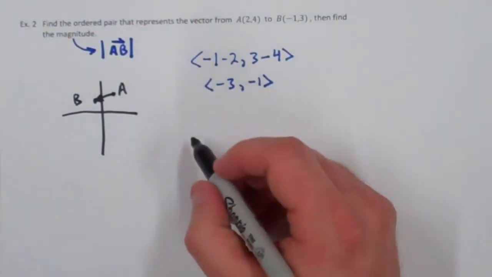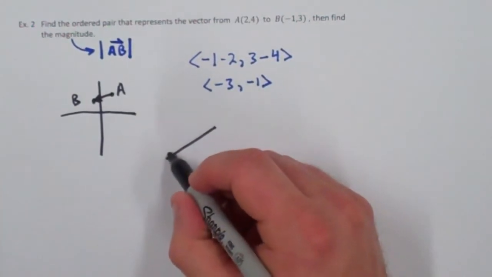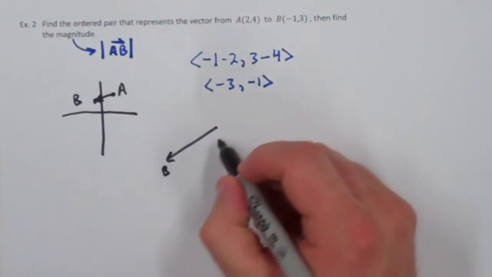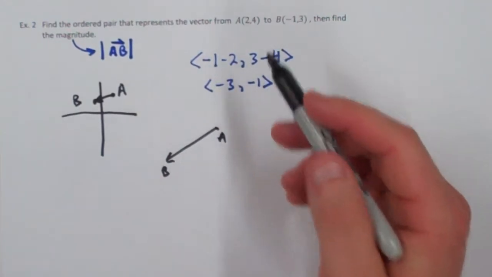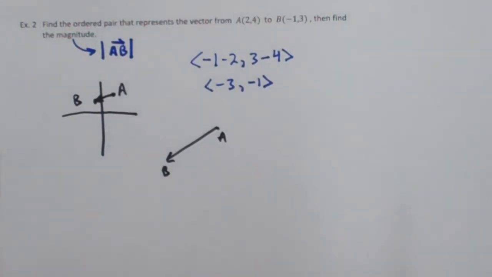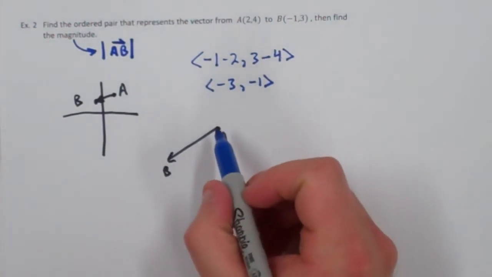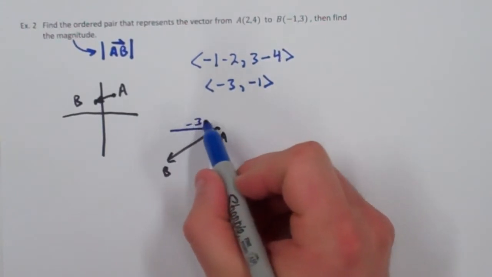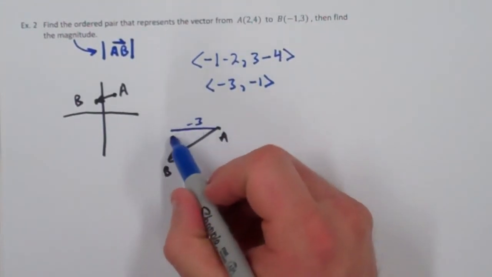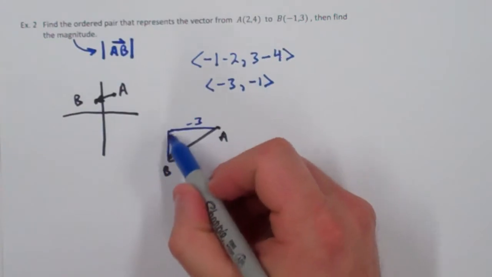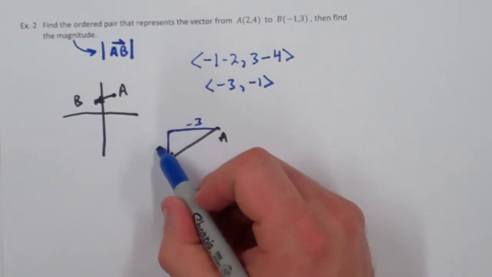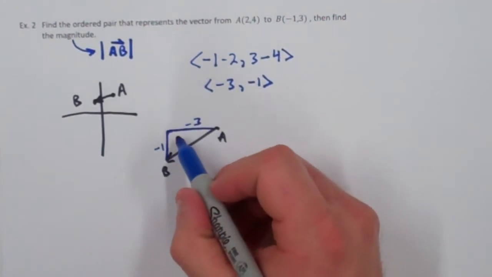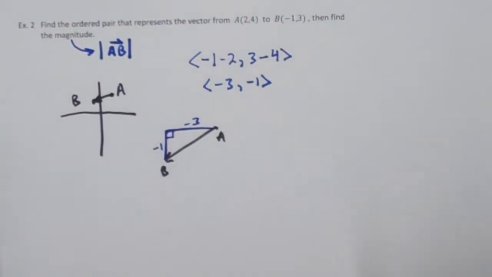Now if we blow this up, so here's B and there's A, and you can actually kind of see that this really is just a right triangle. So this distance here would be left 3, or the distance would be 3, and then this distance here would be down 1, or the distance would be 1, and that forms a right triangle.